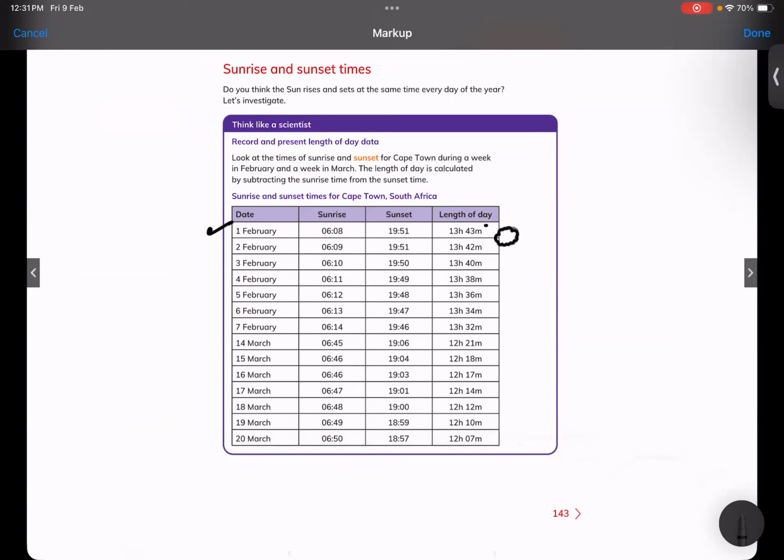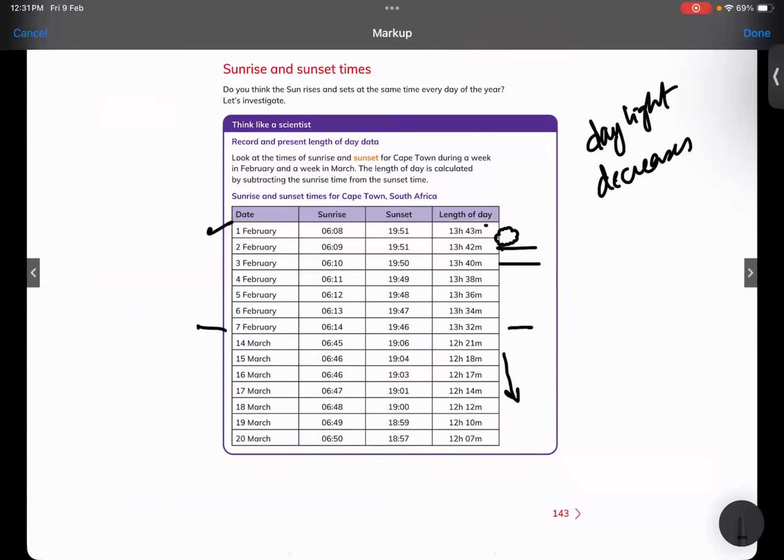Now it's reducing. It's coming to say 13 hours and 42 minutes, 13 hours 40. On 7th of February, it's 13 hours 32 minutes, which means that daylight is decreasing, isn't it? From 13, it's coming down to 12 and so on. So when the daylight decreases, can you tell me which season are we going to enter?